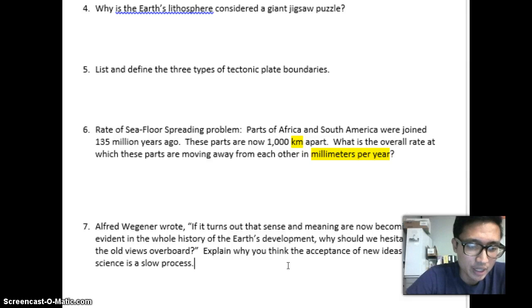Alfred, and I'm not really very good with German, but I'm going to guess it's Wegener. If it turns out that sense and meaning are now becoming evident in the whole history of the Earth's development, why should we hesitate to toss the old views overboard? Explain why you think the acceptance of new ideas in science is a slow process. Now this is very open-ended, so take your time with it. Try to come up with good evidence for your claim.